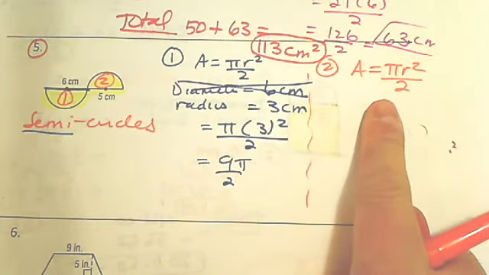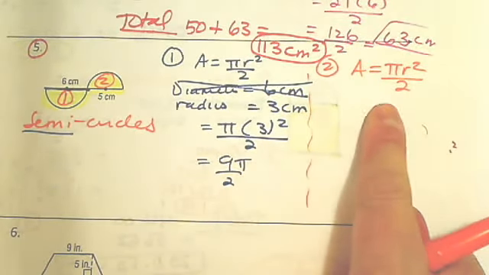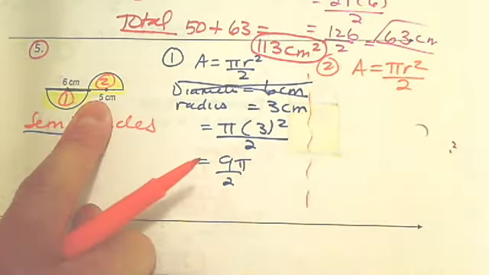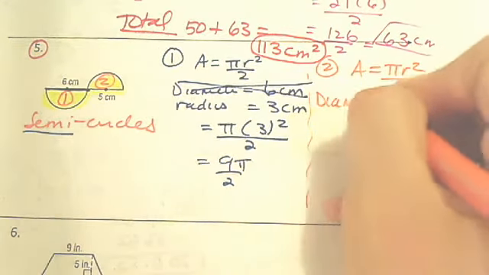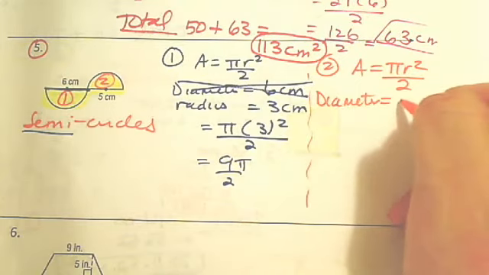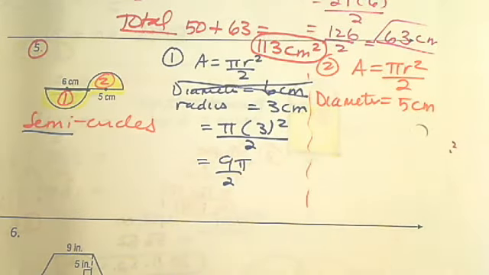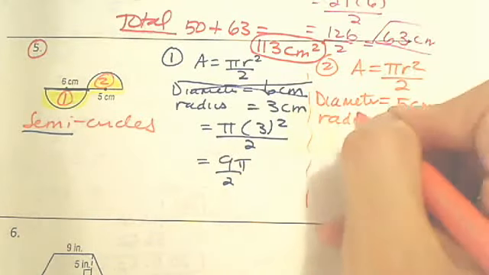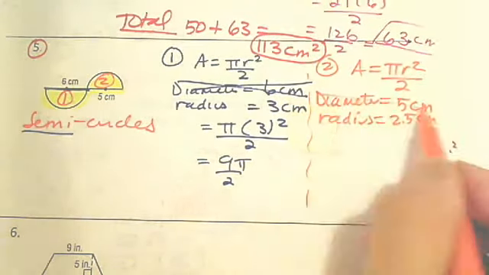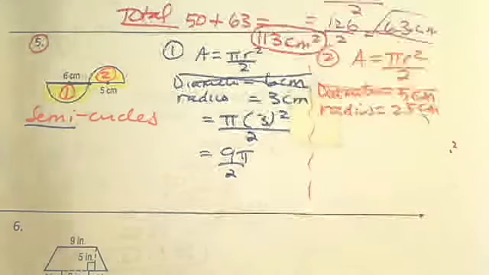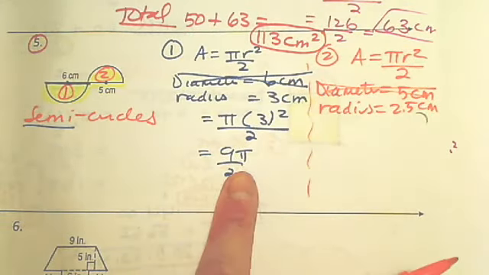For the second one, for the second circle, the diameter is 5. However, the radius is 2.5. It's half of it, 2.5. We cannot use the diameter. So leave this alone for now, and we'll come back and I'll show you why we left it alone.